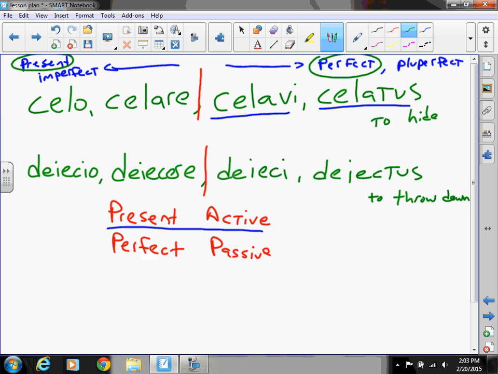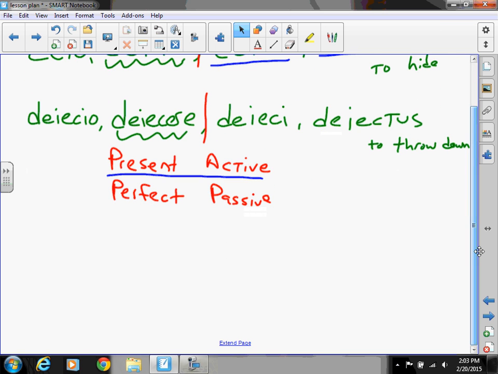Most of our present system stems come from the infinitives. We have two of them right here, kalare and dayikara. So if I'm looking at present active participles, scroll down here. We're going to start off with kalare. That's our infinitive, present stem. How do I get the actual stem? I take off the RE.